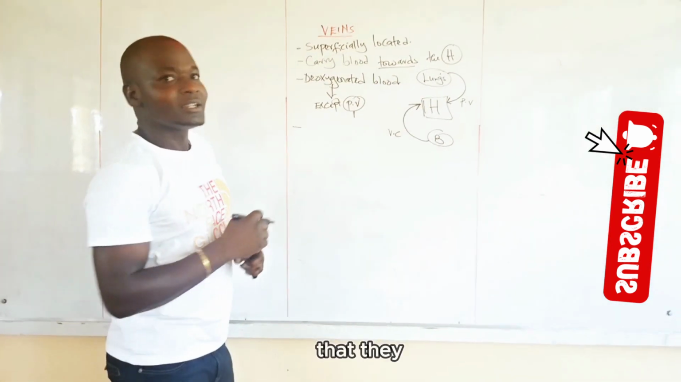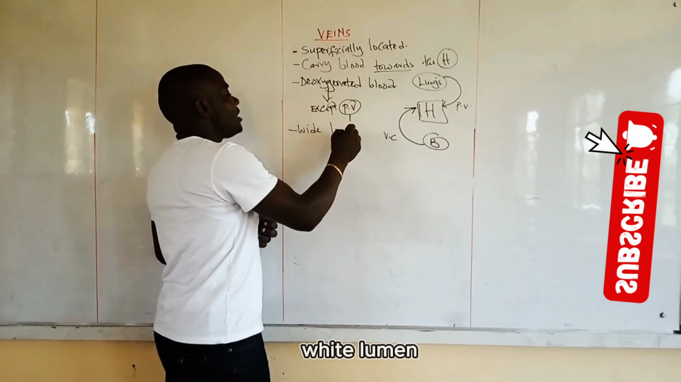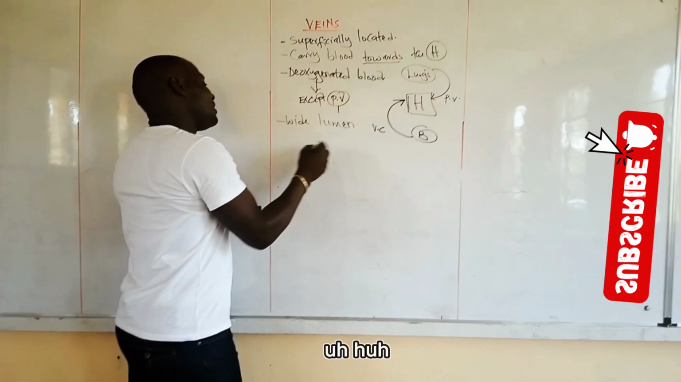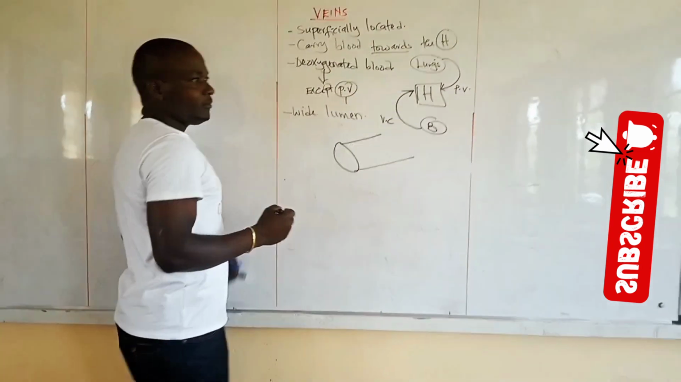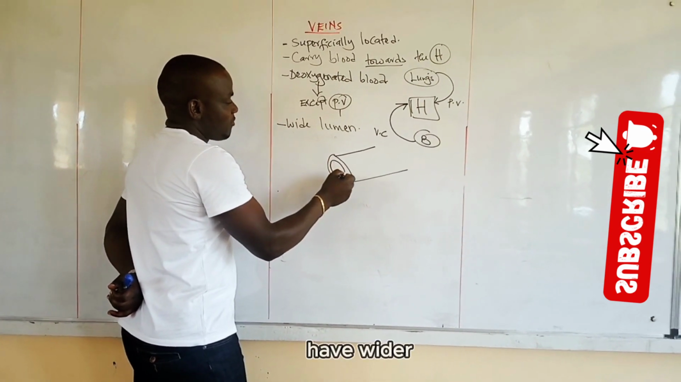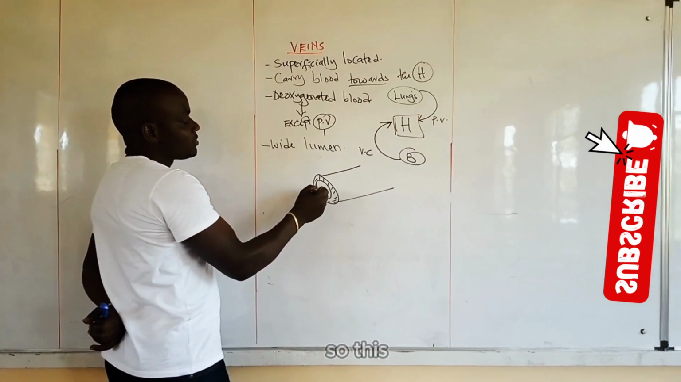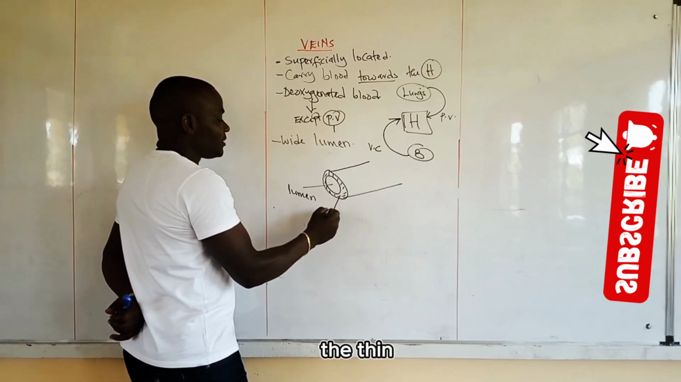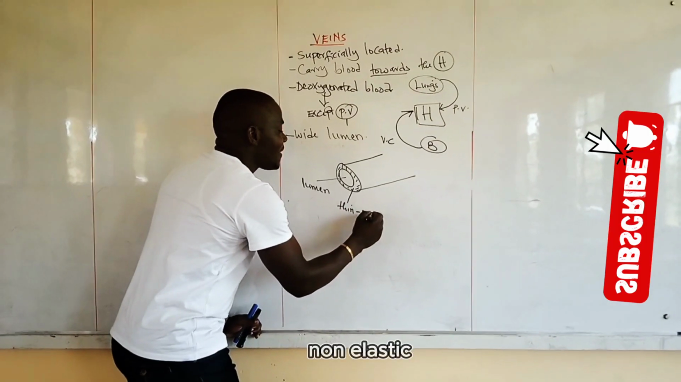The next thing is that they have a wide lumen. For example, if you draw a blood vessel like that, this one will have a wider lumen. That one. So this is the lumen. This is thin. And it is thin what? It is thin, non-elastic.